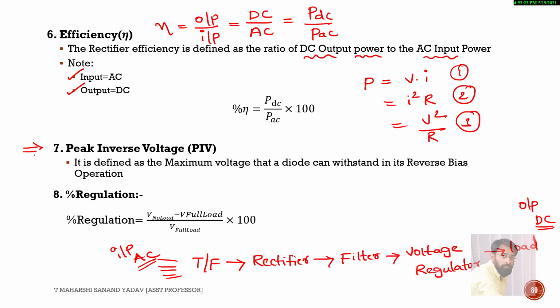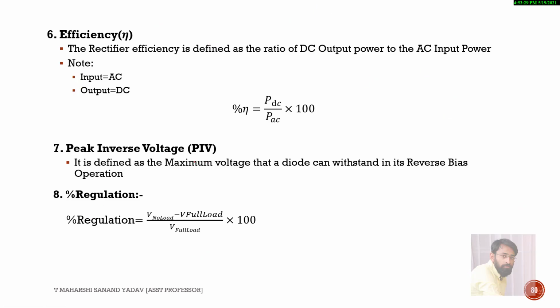Next, coming to the next parameter, which is peak inverse voltage. Peak inverse voltage is the maximum amount of reverse bias voltage a diode can withstand. Generally, in a diode, p-type material and n-type material are joined together. Under forward bias, p-type is connected to positive and n-type is connected to negative. When this connection is done, it acts as forward bias, so the diode acts as a short circuit.